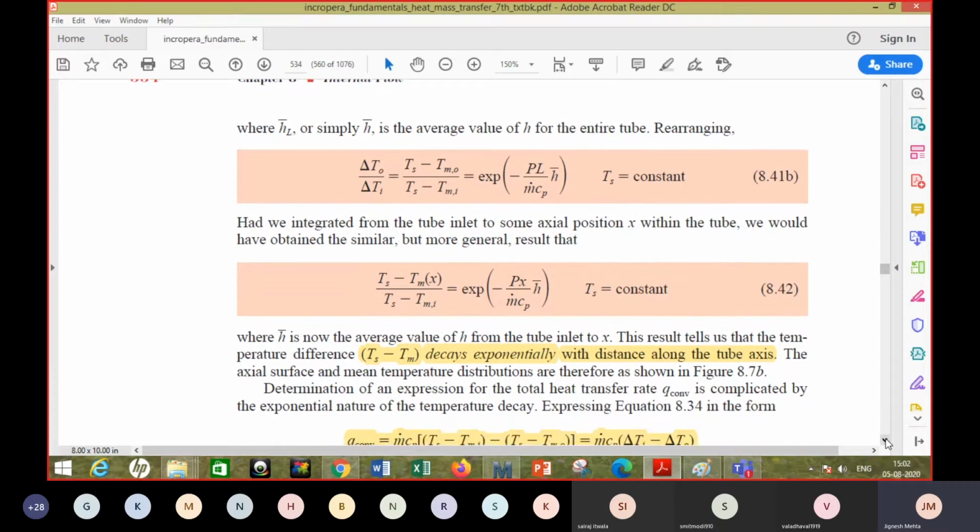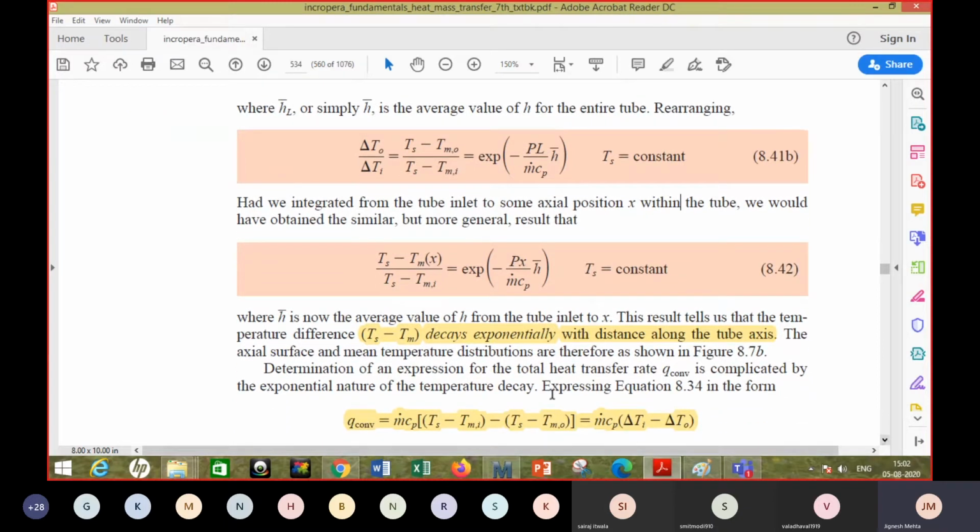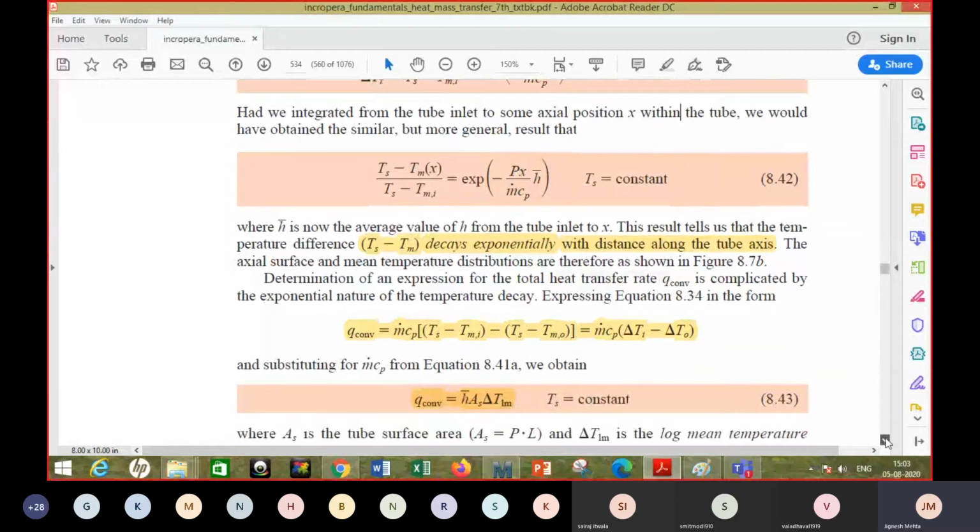And you can integrate it from 0 to some value x. In that case, it will look like this. So basically what this equation shows is that Ts minus Tm decays exponentially. The gap between them is reducing exponentially along the length of the tube. And then you would be able to show Q convection, which is nothing but m dot Cp into Ts minus Tmi, the difference at the inlet, and this is the difference at the outlet.